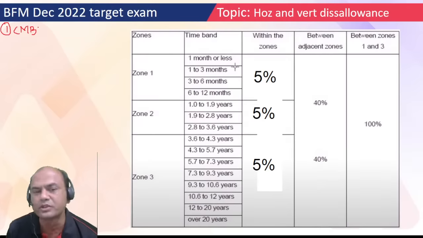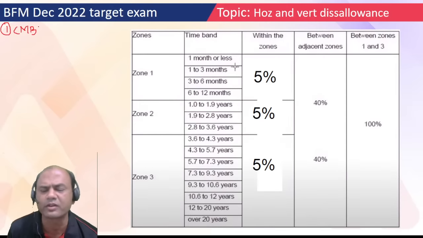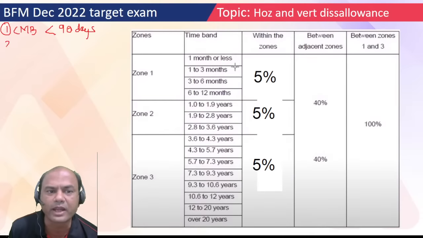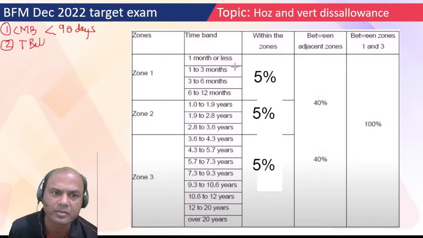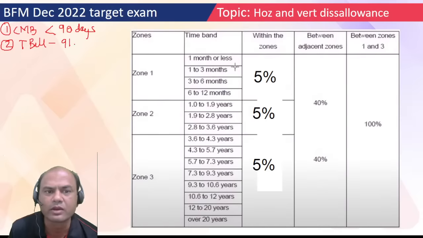Cash management bills means those bills or bonds. After all, everything is a bond. CMB, cash management bills, are less than 90 days. Then from 91 days to 364 days, meaning 1 year, what comes is the second one, T-bills, treasury bills. So T-bills are from 91 to 364 days.